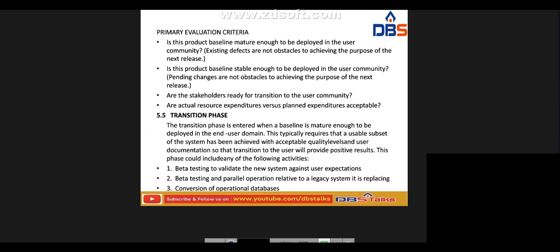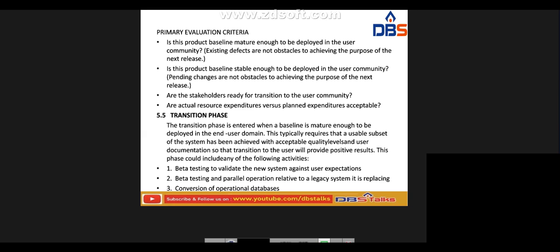Next, primary evaluation criteria. Is the product baseline mature enough to be deployed in the user community or not? There may be some existing defects that are not acceptable for achieving the purpose of the next release. So what are the defects in the existing system? Those existing defects we have to take and then solve in the proposed system.